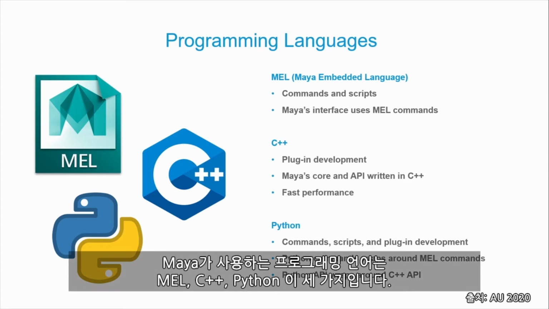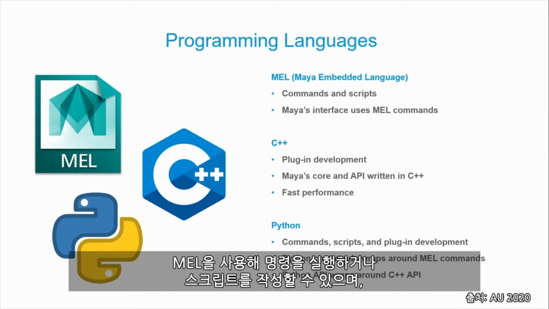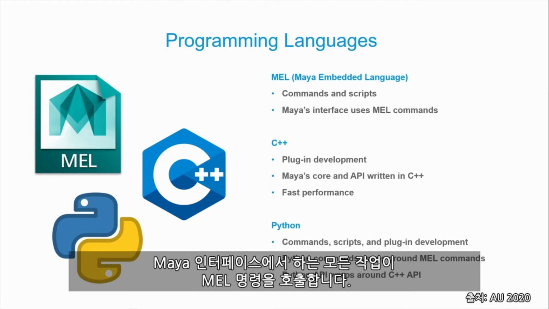There are 3 programming languages that Maya uses: Mel, C++, and Python. Mel is a scripting language built for Maya use only. You can execute commands or write scripts using Mel, and everything you do inside the Maya interface invokes a Mel command.